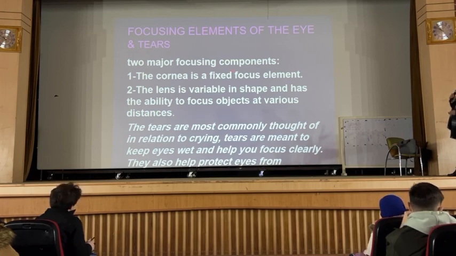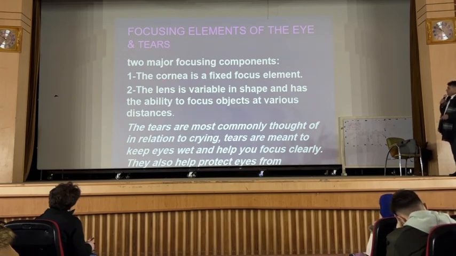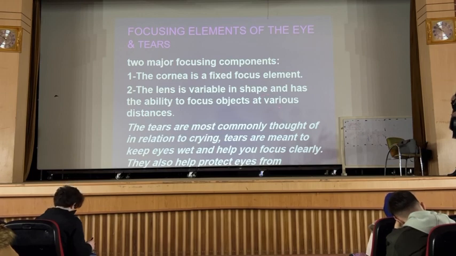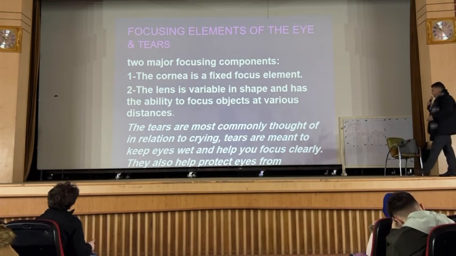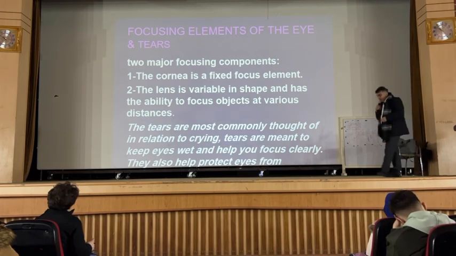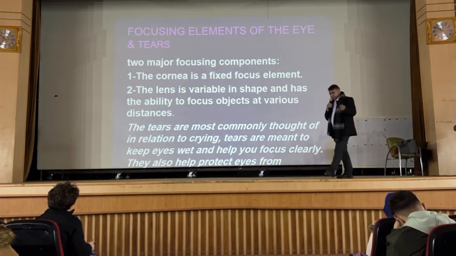Two major focusing components. Regarding the refraction of the eye, we have two parts. One of them is the cornea, which is a fixed focus element. The other is the lens, which is variable in shape and has the ability to focus objects at various distances. And tears are most commonly thought of in relation to crying. Tears are meant to keep the eyes wet and help you focus clearly. They also help protect the eyes from the environment.